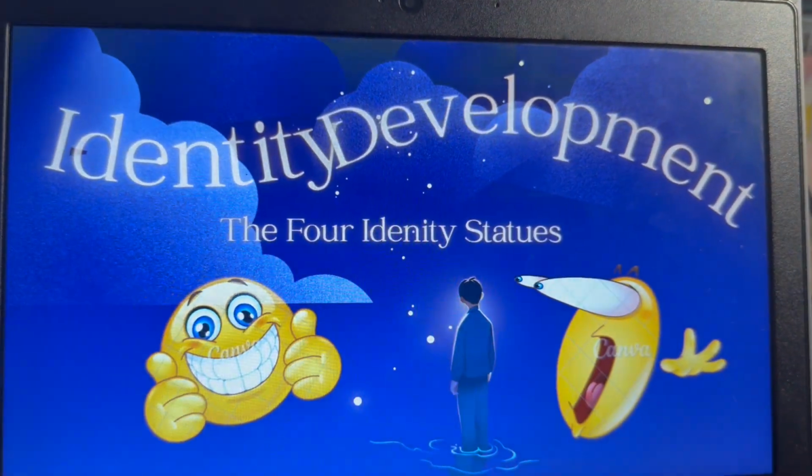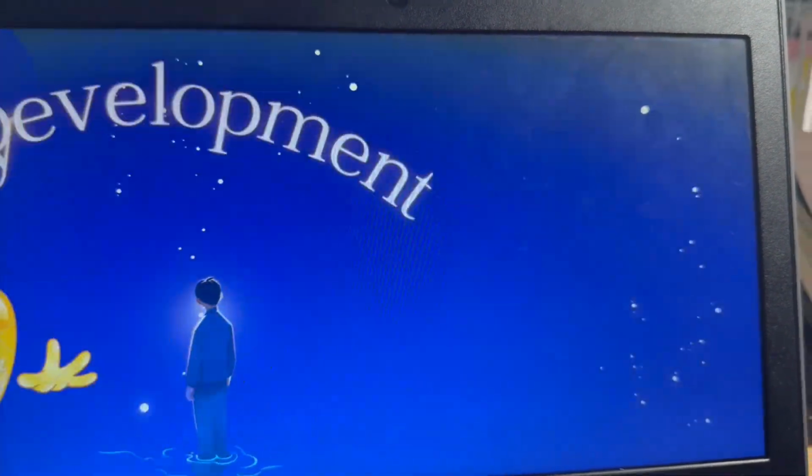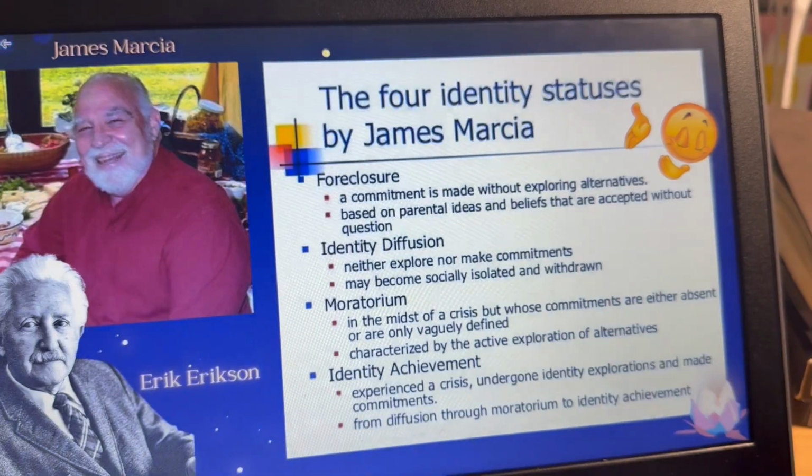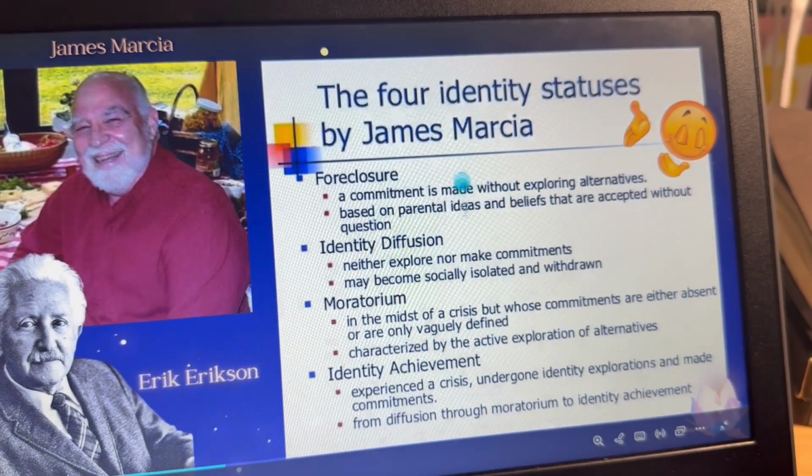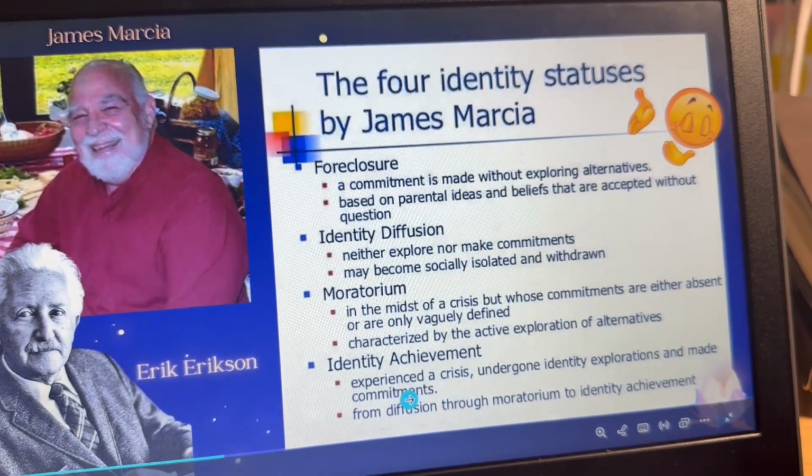So my name is Haley, and this is my discussion on identity development, the 4 identity statuses. So what exactly are the 4 identity statuses? Well, I'll tell you. They were made by this dapper fellow over here called James Marcia, and he basically built off the work of Erik Erikson and split up our adolescent development into 4 statuses, as you can see here.